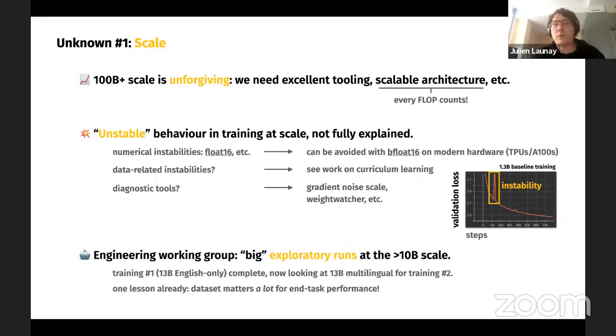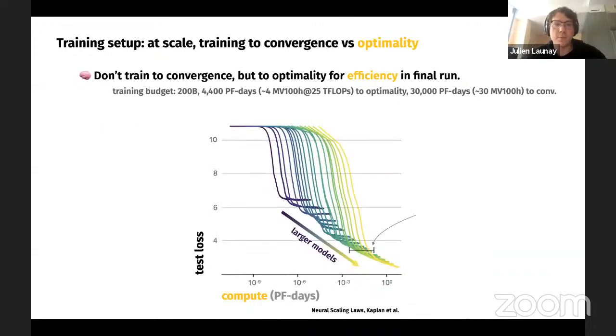To explore this, the engineering working group is doing these big exploratory runs at the 10 billion scale. So they have already done a 13 billion English-only model, and they are now looking at a 13 billion multilingual one, potentially for the second training. And these are very interesting runs where we learn a lot. For instance, we are starting to see that the dataset matters quite a bit. I will come back to this in just a minute.